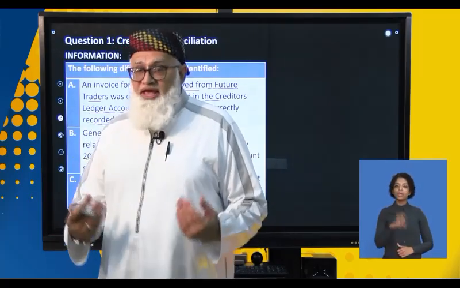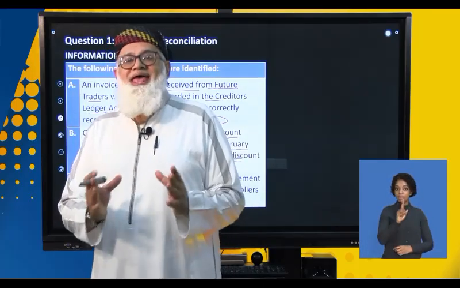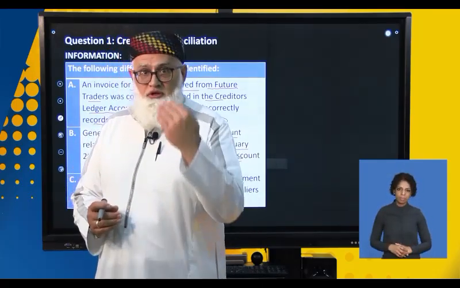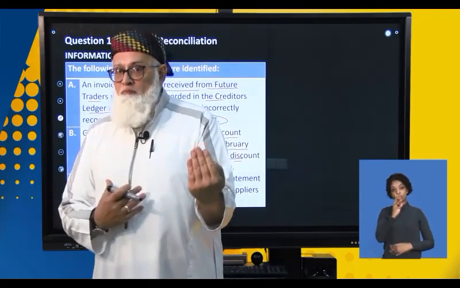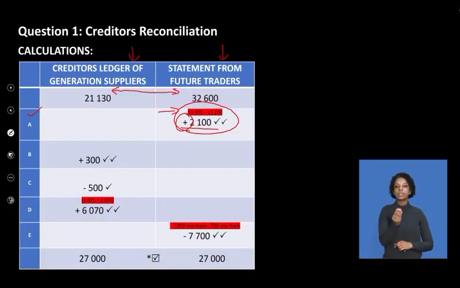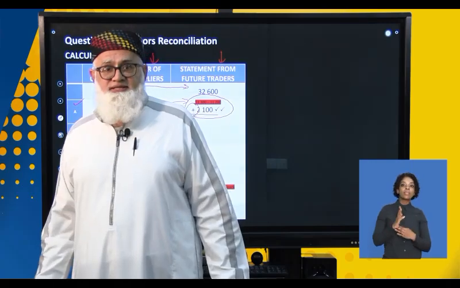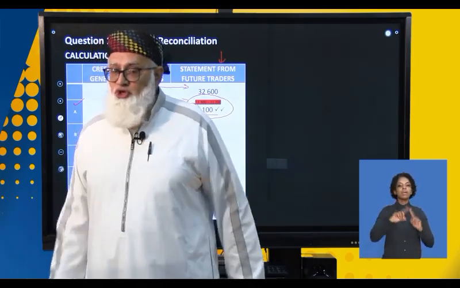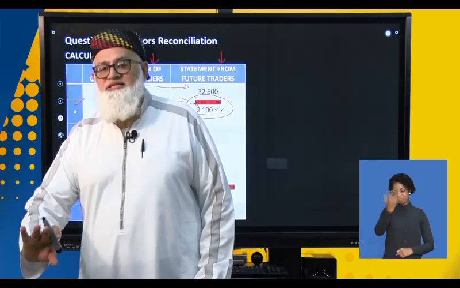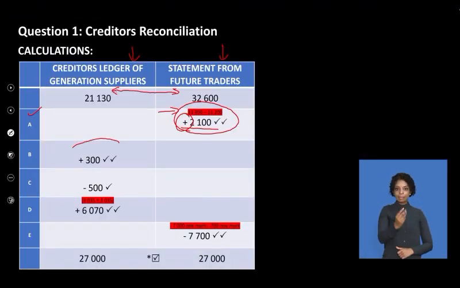So now we have to do the correction. First question that you ask yourself, where is the error? Is the error with Future Traders or in our books? Obviously, in this case, it relates to our books. And what are we going to do? Because we had taken the discount into consideration, we reduced the amount that we were owing to them. Isn't that correct? But now they've disallowed that and said, sorry, you were late. You are not entitled to that discount. We now take that amount and we add it back to our account.